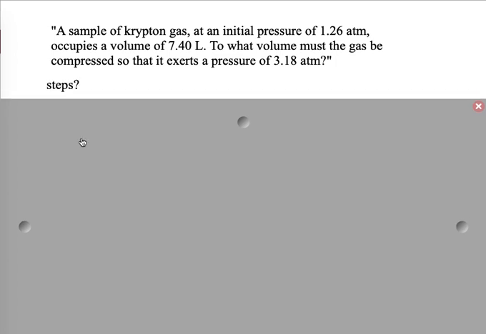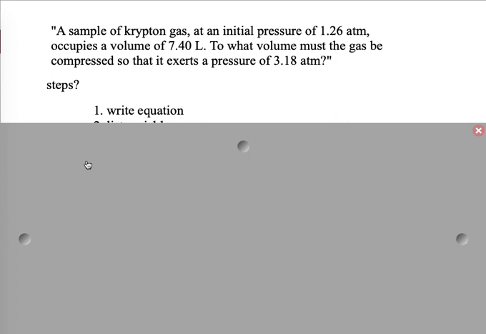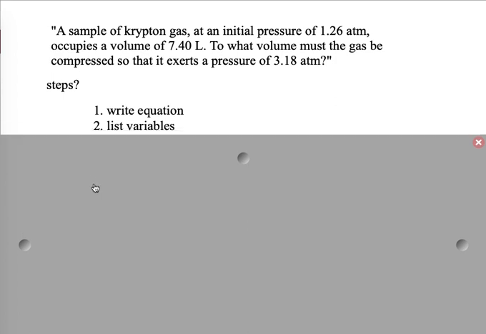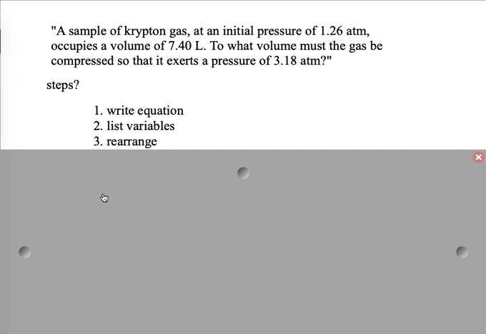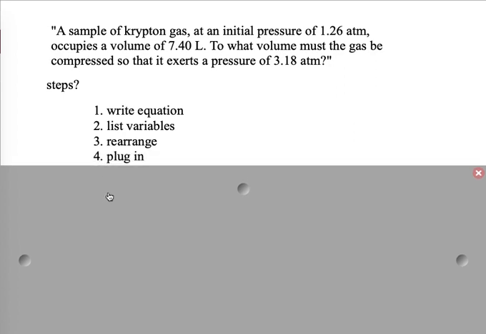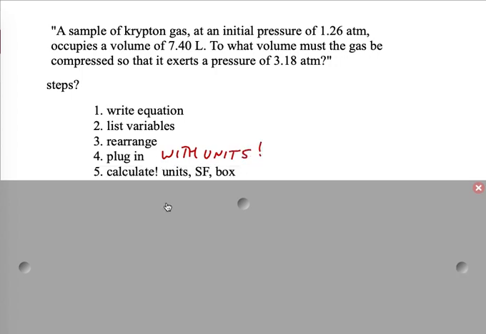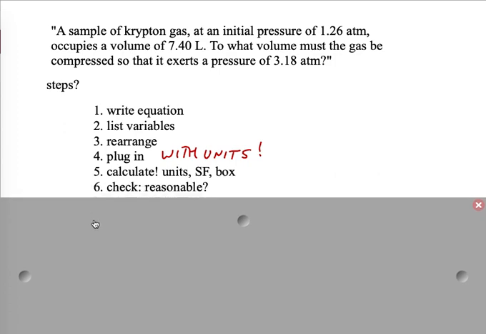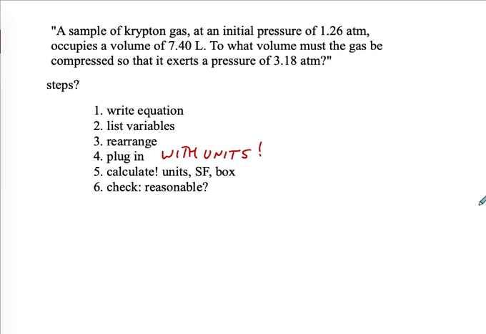Let's think about the steps to follow. Step number 1, write the equation that describes the problem. Step number 2, if you want to, and it's helpful, you can list the variables. What are the values of the variables you have? Number 3, rearrange your equation algebraically to isolate the variable you're solving for. Then plug in your variables with units, of course. Always have to include units in your work. Calculate, put units on your final answer, round to the correct number of sig figs, put a box around it, and then check your work. Is it reasonable? So let's attack this problem using the following steps.